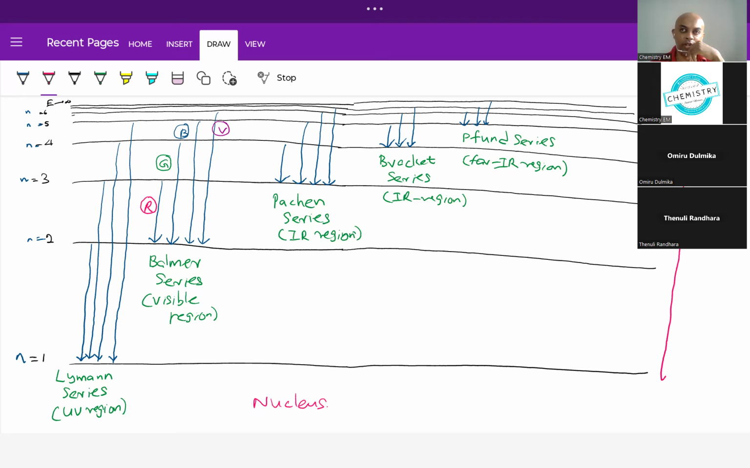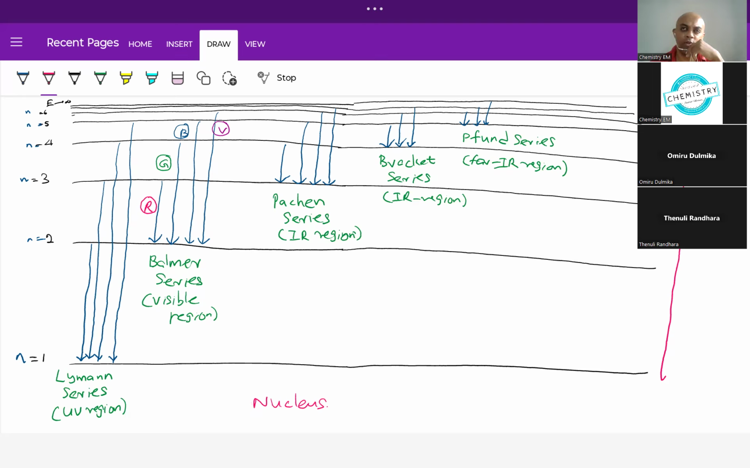The energy difference of the electron transitions is higher, and the corresponding frequencies are in the ultraviolet region. Next bullet point.